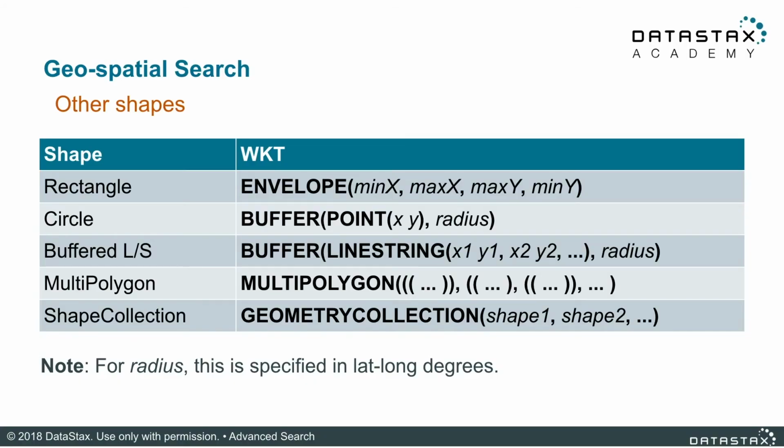Aside from your saved geospatial data, you might also need to arbitrarily define shapes to use for queries. This can be done with WKT and can be used to define rectangles, circles, and other complex shapes. Note that the radius used in some of these shapes is specifically lat-long degrees and cannot be changed to use other distance units.